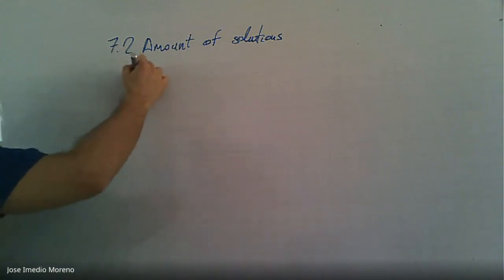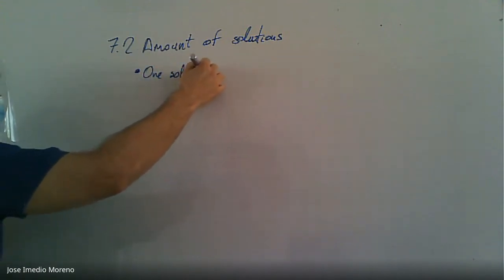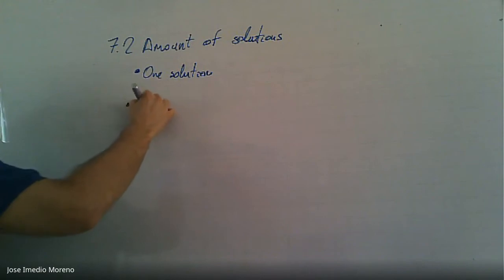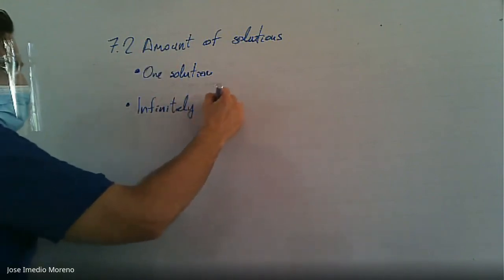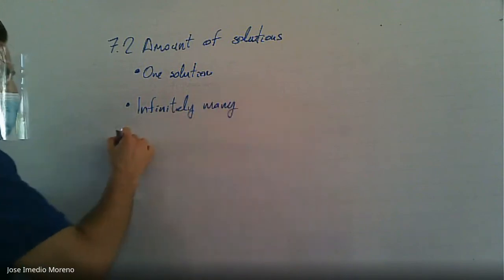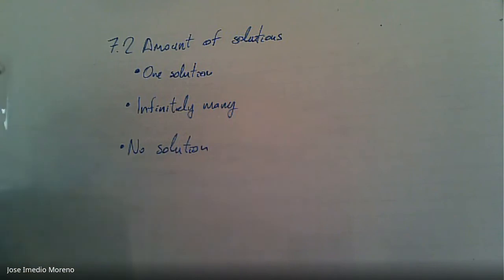We can have either one solution, we can have infinitely many solutions, or we can have no solution. So when we are working with the graphical method, this is super easy to see.